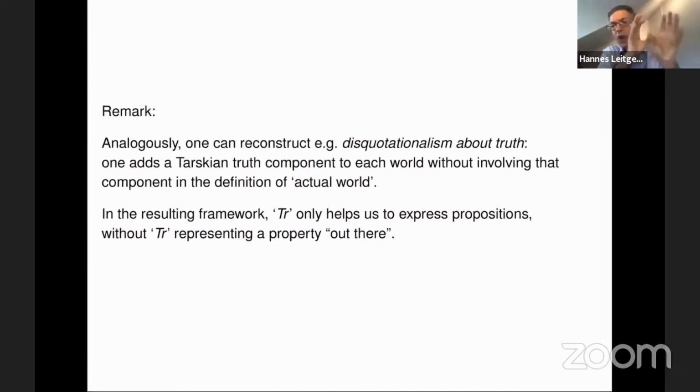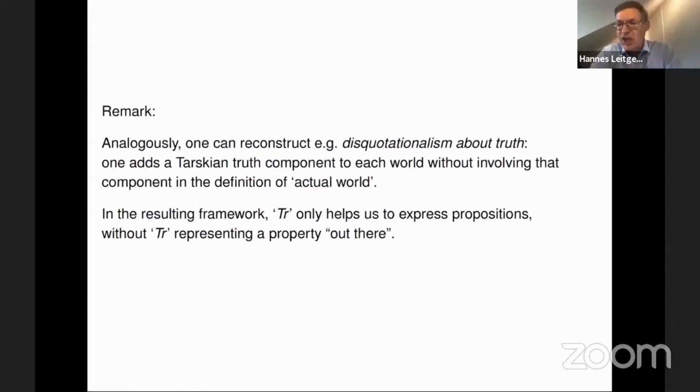But when you then determine the truth conditions for these propositions, the truth predicate or the concept of truth doesn't have to play any role anymore. Okay. You never compare the extension of the truth predicate with anything out there in the labeling structure. In the resulting framework, the predicate TR would only help us to express propositions, but it would not represent properties out there. In other words, TR would be a merely expressive device. It's the same idea. And in this way, you can make more precise, I think, what the disquotationalists about truth think is right.